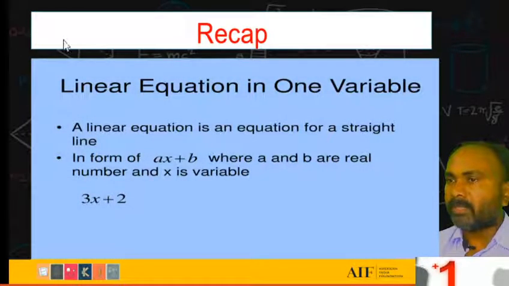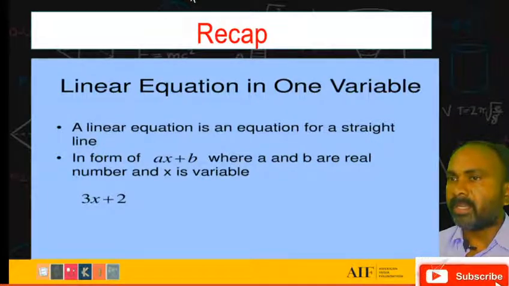Linear equation in one variable. A linear equation is an equation for a straight line in the form of ax plus b, where a and b are real numbers and x is a variable. For example, 3x plus 2.